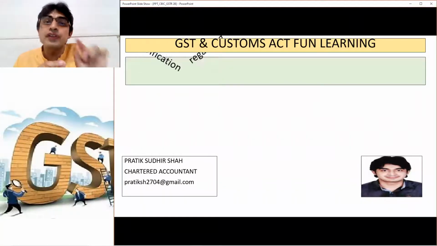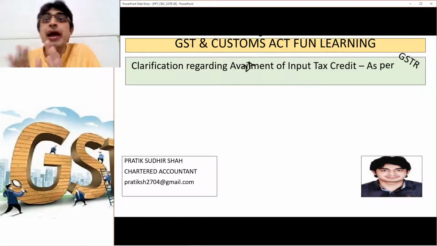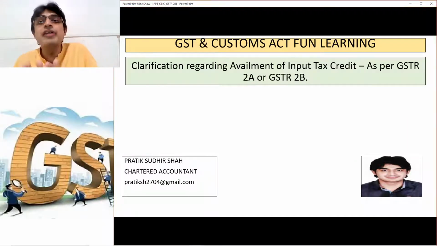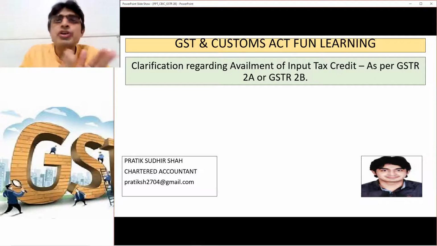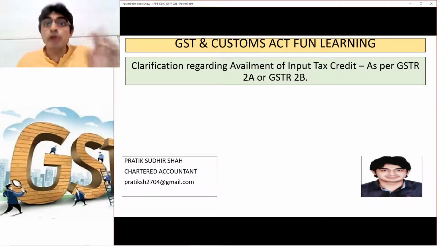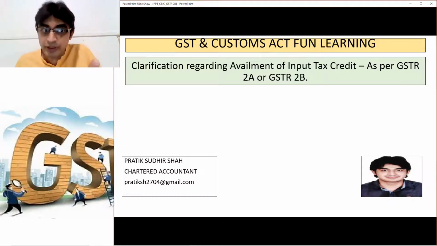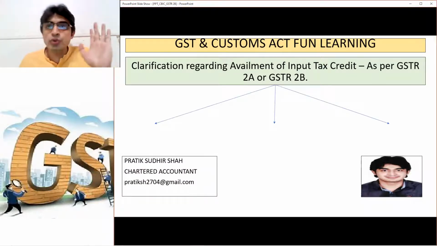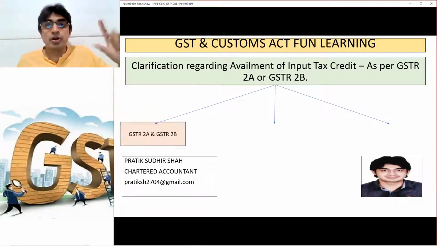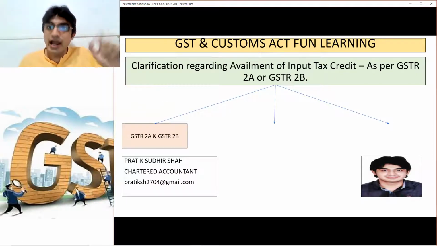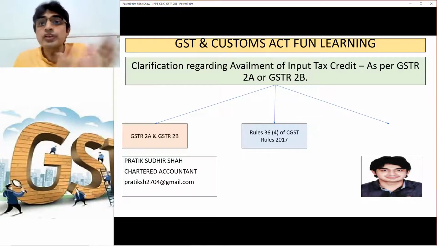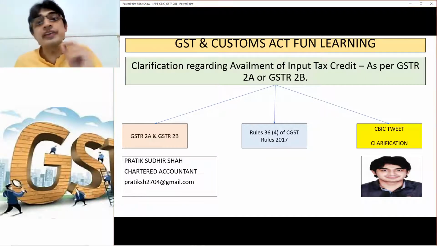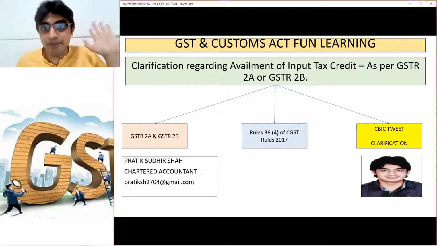Today I would like to discuss one clarification which is given by CBIC regarding availment of ITC, whether you have to avail as per 2A or whether you have to avail ITC as per 2B. This is clarified by CBIC through a tweet. So I've divided this into three parts. First, let us understand what is GSTR 2A and 2B. Second, what is this Rule 36 sub Rule 4? And finally, we will discuss the CBIC tweet, which has clarified this.